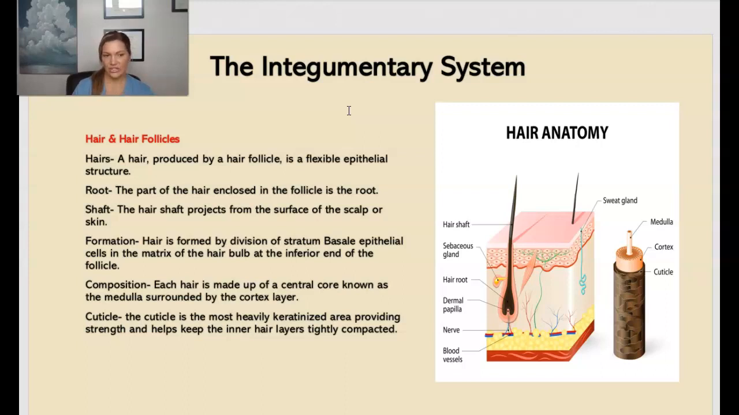And then we have the formation. Hair is formed by a division of the stratum basale epithelium cells in the matrix of the hair bulb at the inferior end of the follicle. The composition: each hair is made up of a central core known as the medulla, surrounded by the cortex layer. And then we have the cuticle, the most heavily keratinized area, providing strength and helping keep the inner hair layers tightly connected.